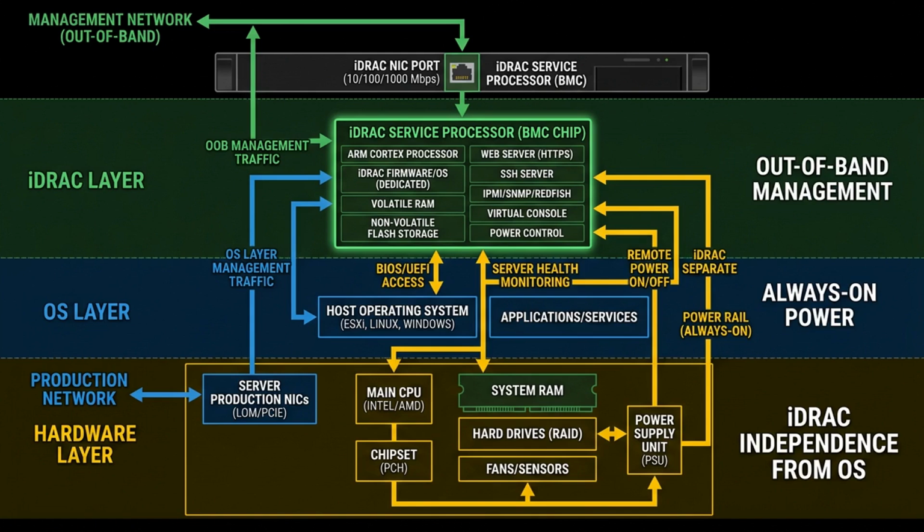iDRAC stands for Integrated Dell Remote Access Controller. It runs on a dedicated BMC chip soldered on the motherboard. BMC stands for Baseboard Management Controller. iDRAC has its own dedicated network interface card. It runs on its own separate power rail. This means iDRAC is completely independent from the main OS. Even if the Linux kernel panics, iDRAC keeps running.